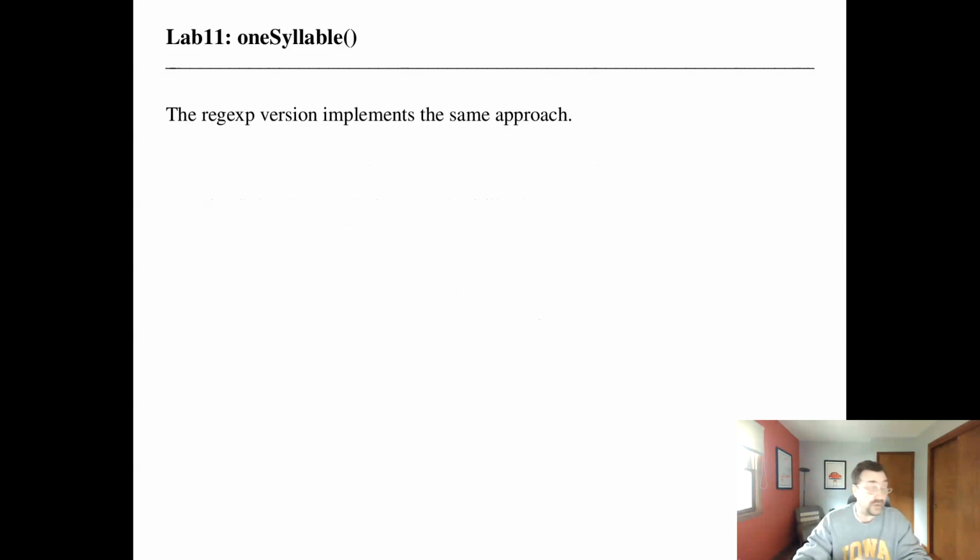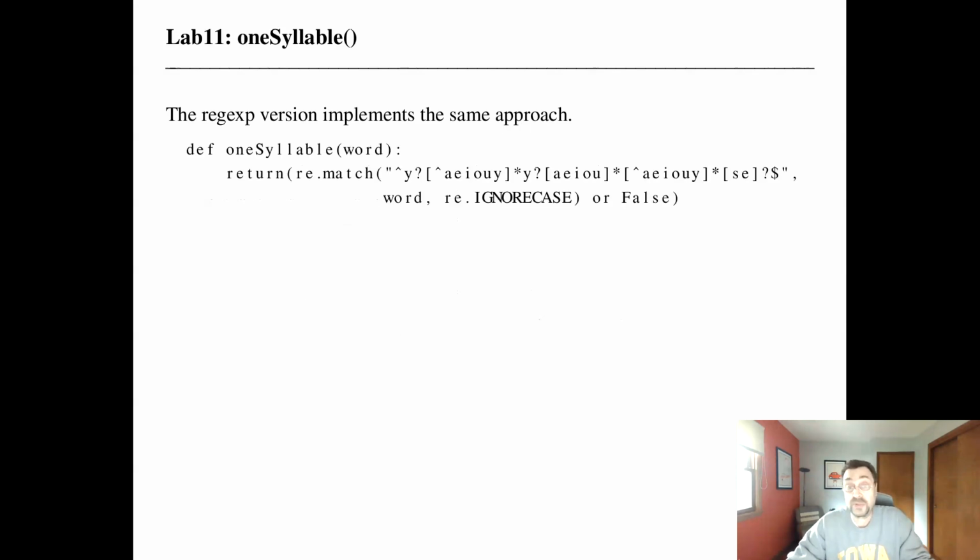And the regular expression version actually does exactly the same thing, except it's seriously shorter. You'll notice that the regular expression has the anchors starting at the start of the pattern and at the end of the pattern. So that says this regular expression needs to exhaust the entire pattern, has the optional leading Y, then followed by 0 or more consonants, which are indicated as not any of these vowels, followed by a transitional Y, optional with the question mark, followed by any number of other vowels, followed by any number of other consonants, followed by the optional S, also optional with a question mark, final S or E.